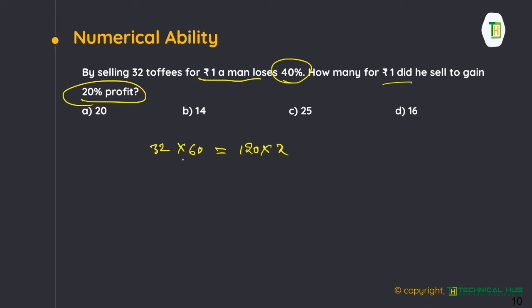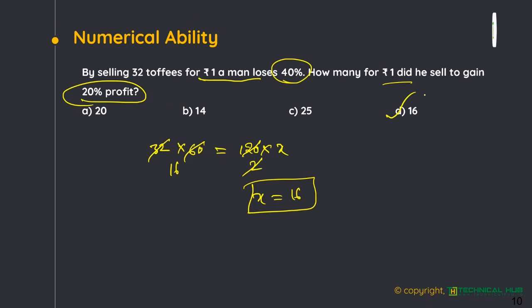Let us take X number of toffees. Here it is 60 times 32, and next 120 times X, which gives 16. Therefore, X is equal to 16. That is the required answer. In order to get 20 percentage profit, you need to sell only 16 toffees for 1 rupee. That is the answer for this question.